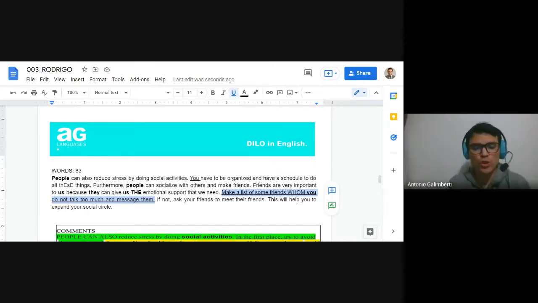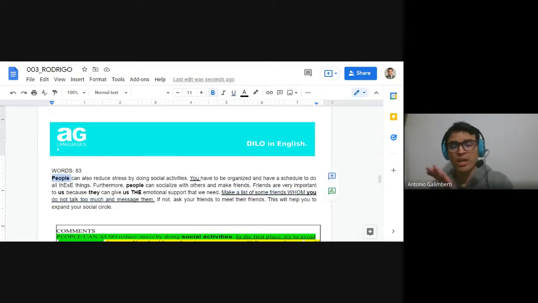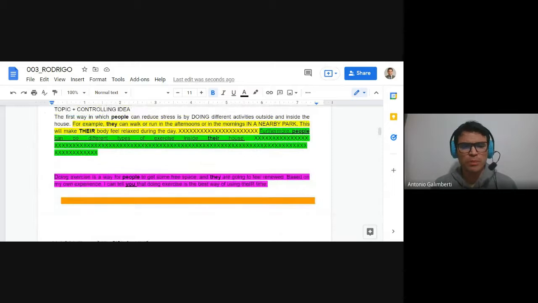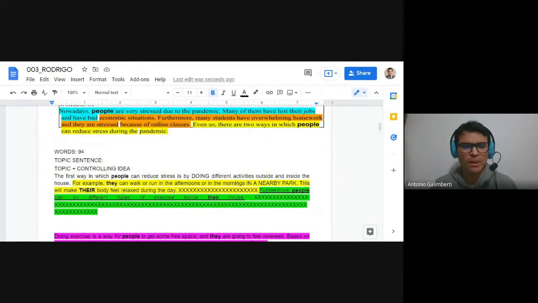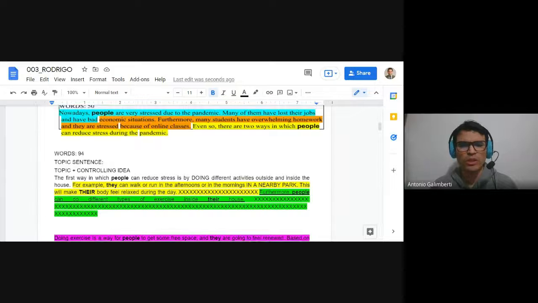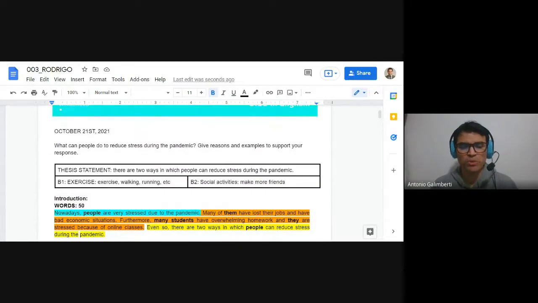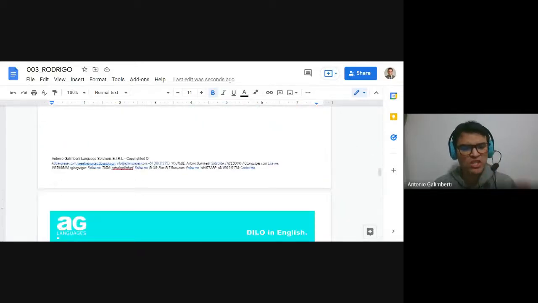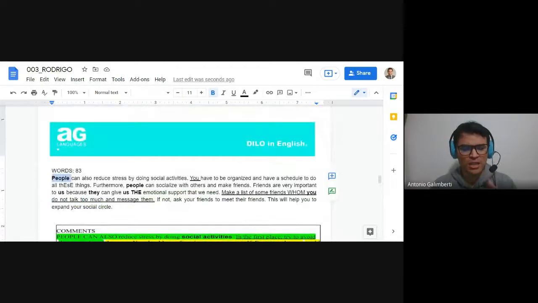No, when you use an imperative, it's like if you were using you. All right, but remember, in this essay, we're not using you. We're using people. Right? Look at this: people, they, their, people, they, their, people. In your introduction, you also have people, them, many students, they, people. Okay, so you have to follow the very same pattern in this paragraph. So all of these imperatives have to be changed.